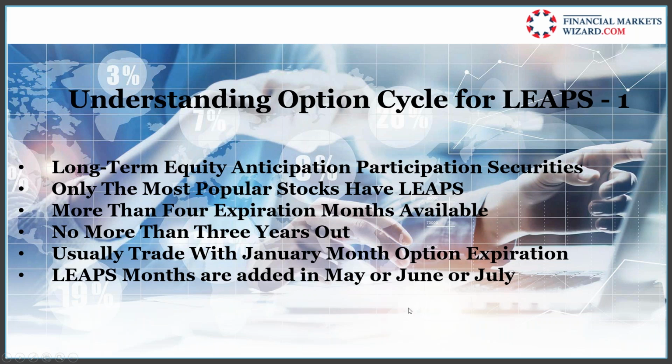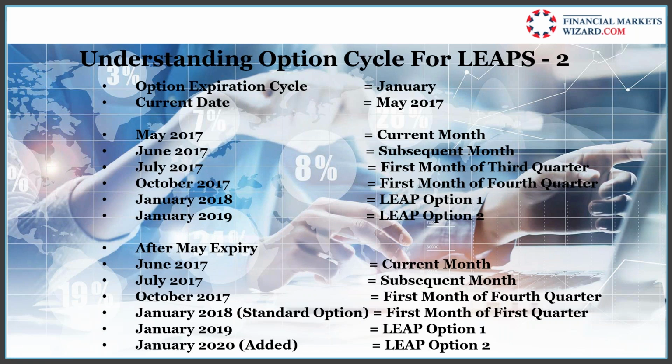Okay. So now I have prepared 3 examples. Let me explain one by one what you will see as the months progress, if the stock belongs to LEAP. So let's assume again the option expiration cycle is January, and the current date is May 2017. So we are in the month of May of 2017, and the option belongs to the January cycle. These are the months, 6 months will be listed for a stock option belonging to LEAP.